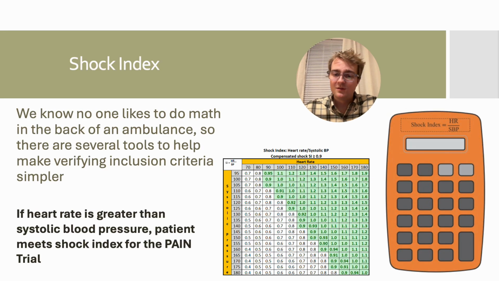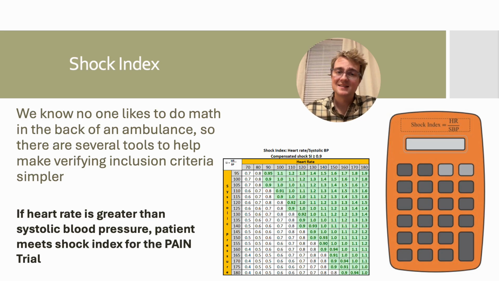We know no one likes to do math in the back of an ambulance, so there's a bunch of different tools to help make verifying that inclusion criteria simpler. First, like we just talked about, if the heart rate is greater than 115 at any point during their care, you don't need to do math. They're eligible, assuming they meet other exclusion/inclusion criteria.